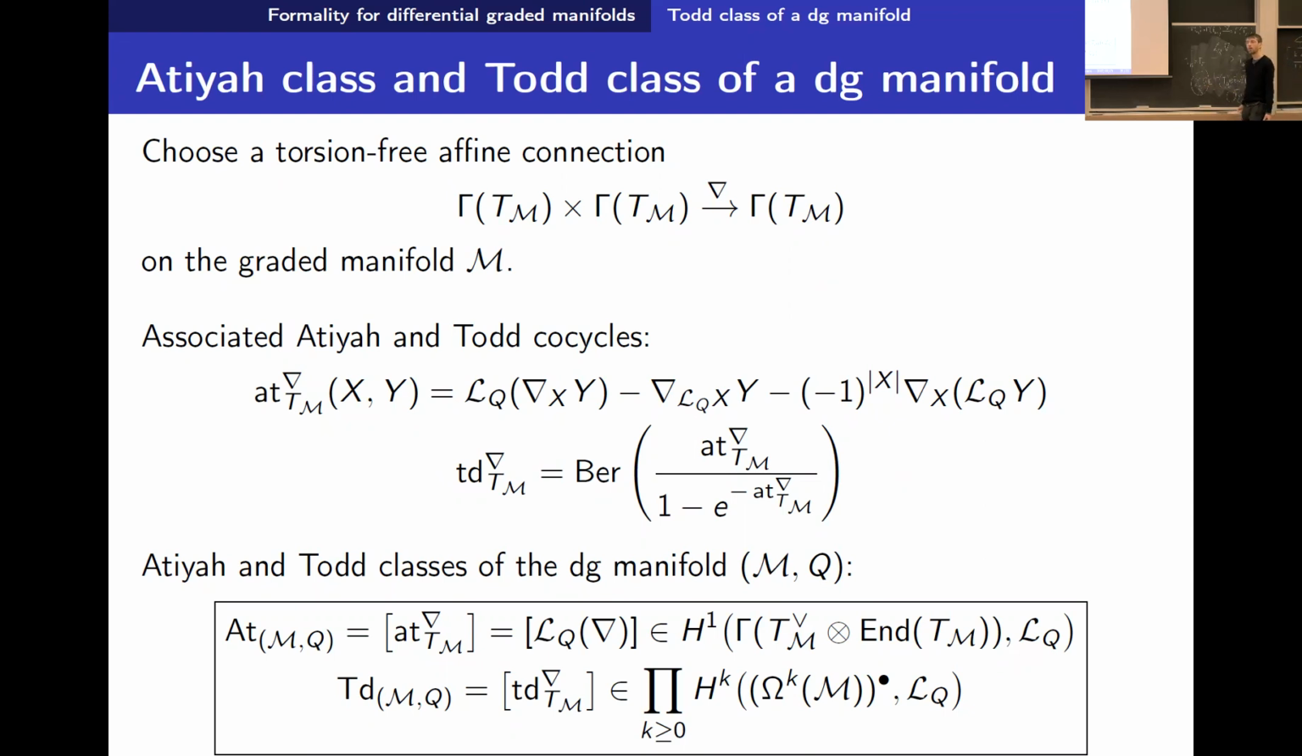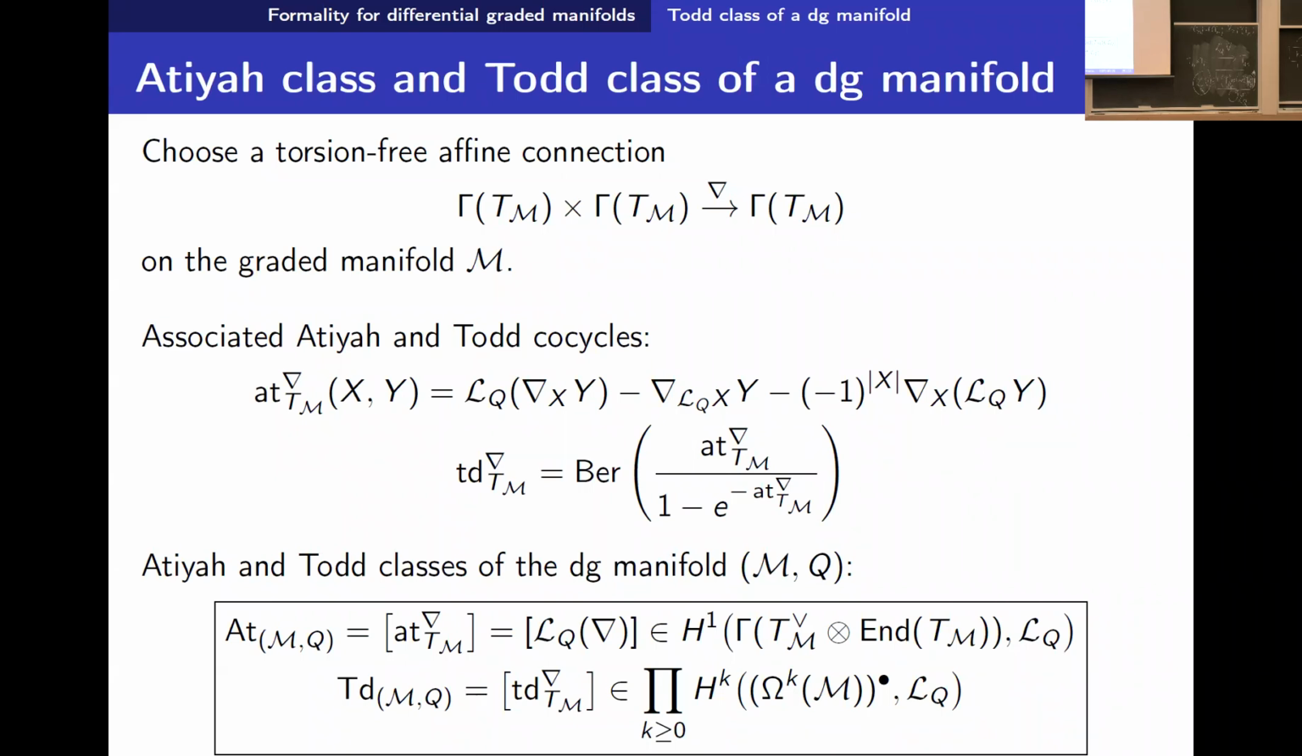But it's not exact because it's a connection, I suppose? Say it again? But it's not exact. It's not exact, right? It looks like it's exact, but it's not exact because nabla is not tensorial. Nabla is not a zero cochain, right? So this is obviously an obstruction to the existence of a Q invariant connection. Yes, exactly.